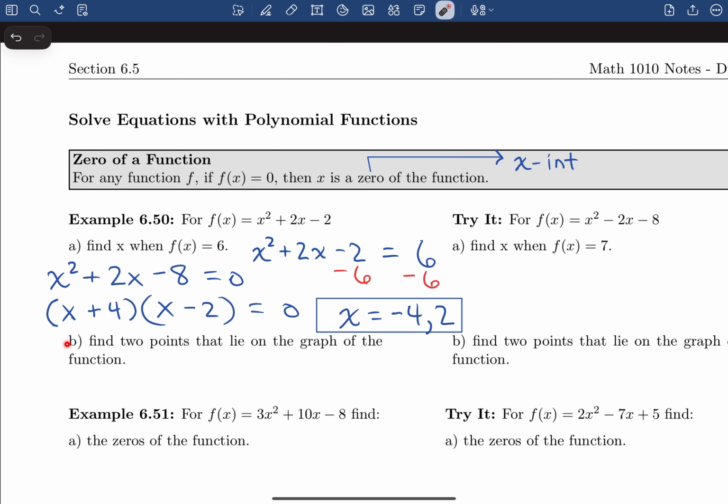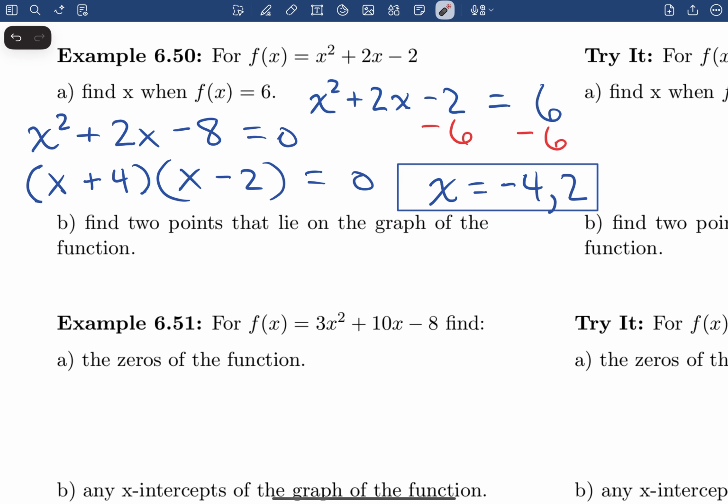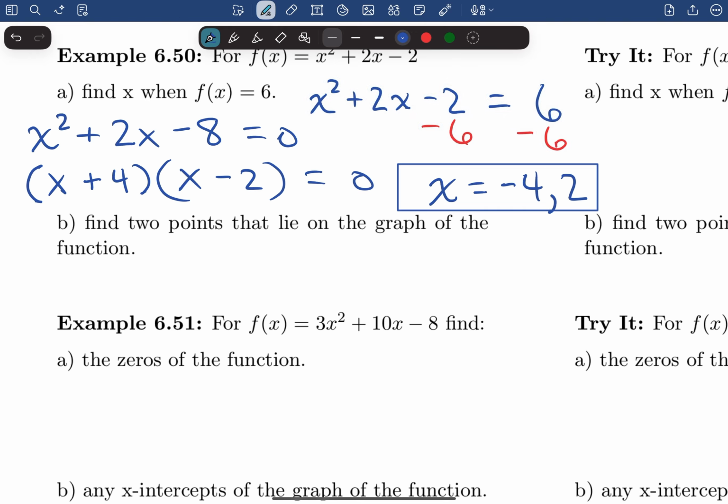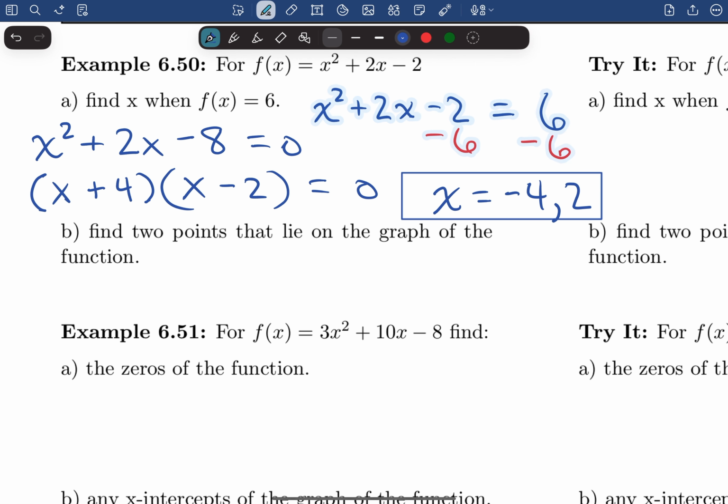Now, part B says find 2 points that lie on the graph of the function. Well, we can find 2 points by taking the x values and inputting them into the function, evaluating the function to spit out y values. So I'll do that for you.